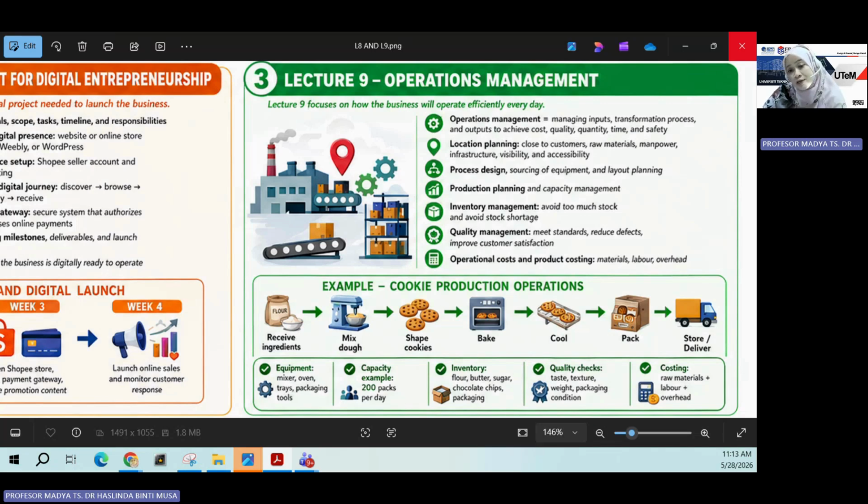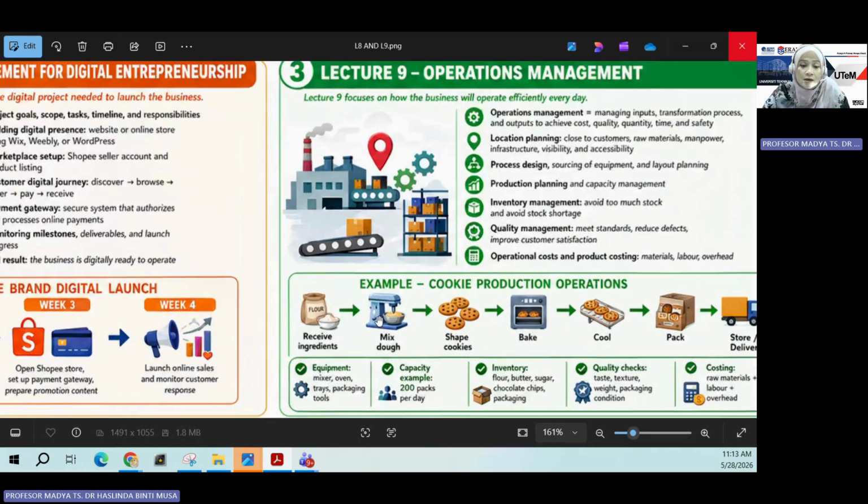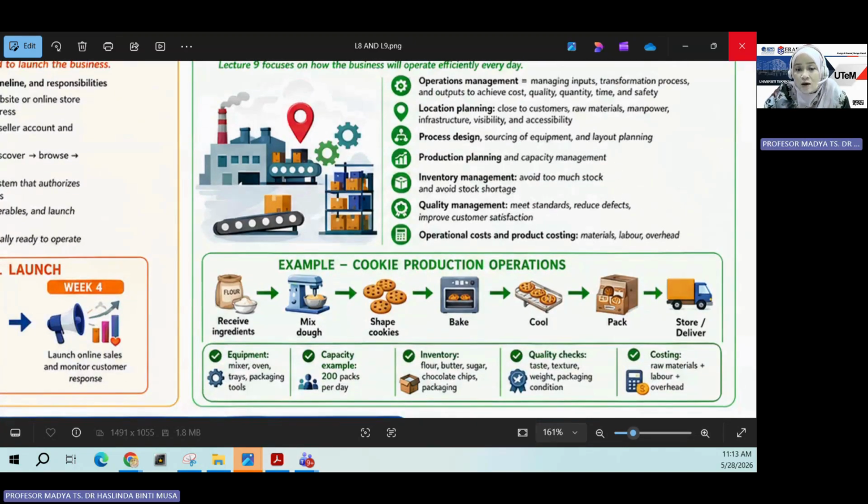This is about arranging the workspace, the equipment, the materials, the people, and so on, so the work can flow smoothly. A poor layout normally can cause delays, mistakes, accidents, and also lower the productivity. A good layout will support efficient process flow, safe operation, and also better control.